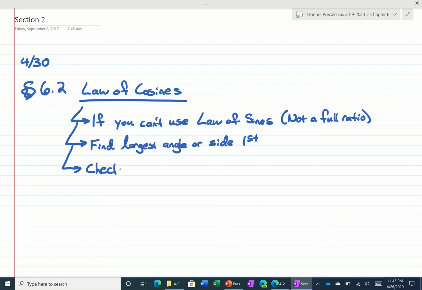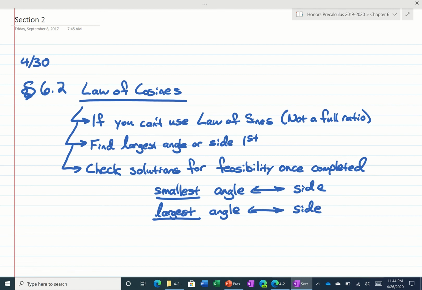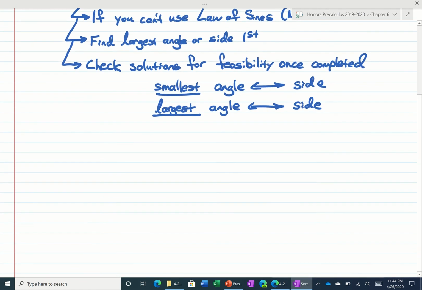And you also want to make sure that you check your solutions for, we'll call it sensibility. I think that's the right word, sensibility, to make sense. Or let's say feasibility. I think that's a better word. Once completed. What this means, this last one is smallest angle is opposite the smallest side, and the largest angle is opposite the largest side. Alright, just like we did with law of sines. The law of cosines, it's important.